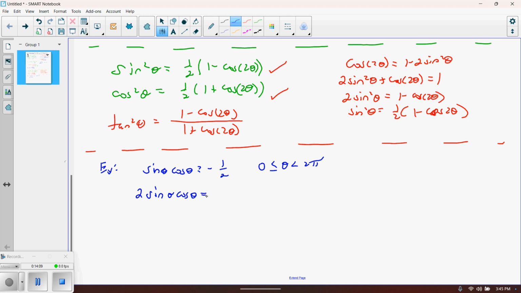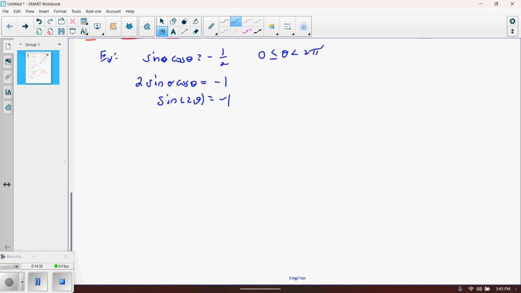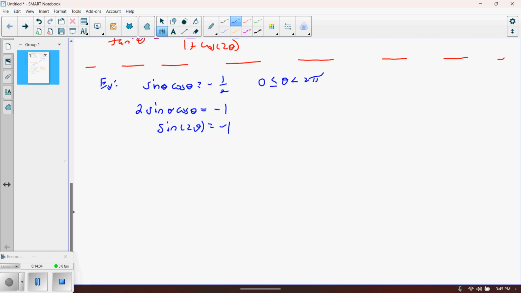And the reason I do that is because now it's going to create a double angle. Multiplying the right side by 2, you just get -1. So now I can rewrite the 2 sine theta cosine theta as the sine of 2 theta. And again, the reason for doing that is because now I can say, well, where is sine? Don't worry about the angle part yet. Where is sine going to equal -1?